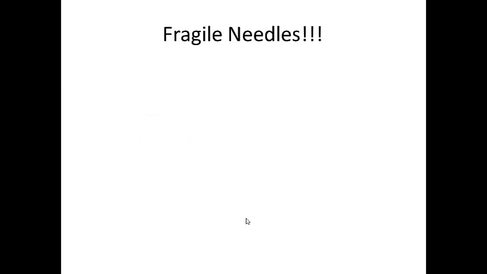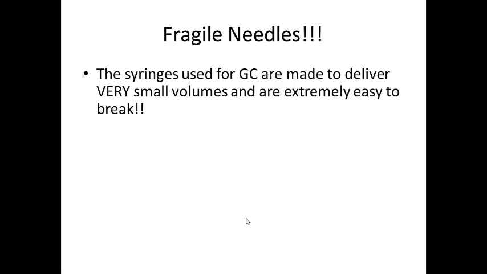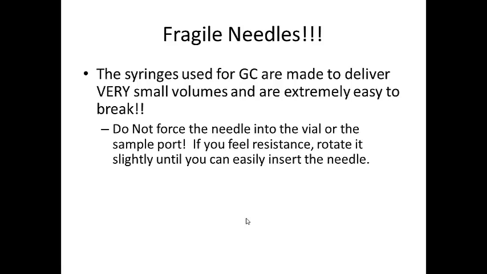The needles are very fragile. These syringes that we use for the GC are made to deliver very, very small volumes, and they're really easy to break. You can bend the needles, you can pull the plunger out, you can break the glass syringe. So we have to be extremely careful with these. Do not force the needle into either the vial that contains your samples or the sample port. If you feel resistance, just rotate the needle slightly until it goes in easily.